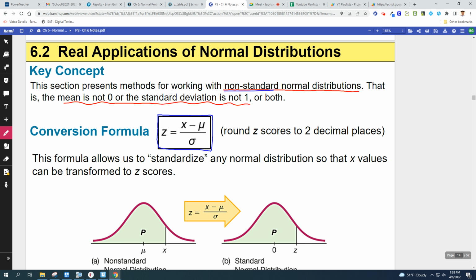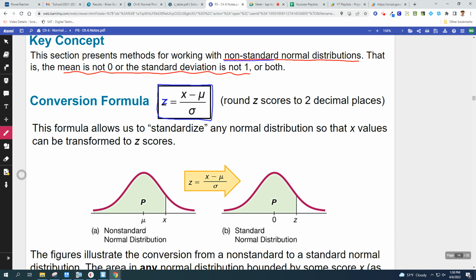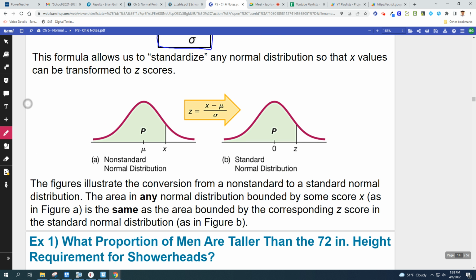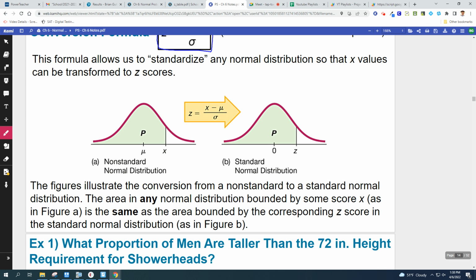We're looking for this z-score, and they're going to give us an x number and a mean number, that's mu, and sigma is your standard deviation. They're going to give you some of those numbers. You've got to find a z-score so we can do exactly what we did last time. The formula allows us to standardize any normal distribution. When I say standardize, I'm just trying to get the mean equal to 0 and the standard deviation equal to 1 out of whatever we started with.